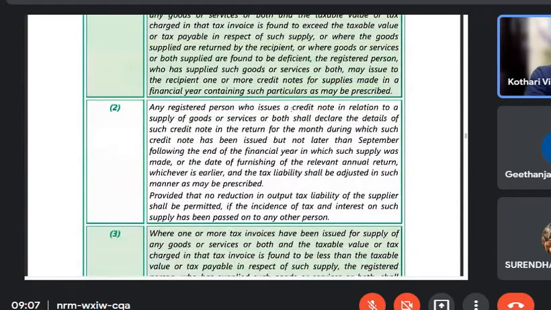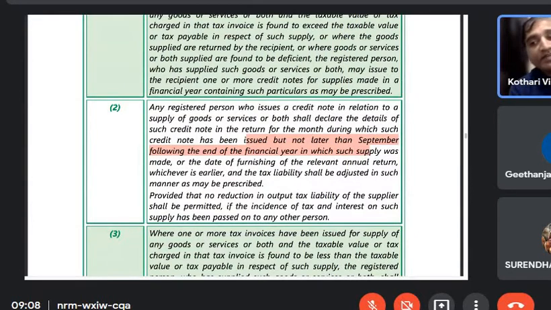Any registered person who issues a credit note in relation to supply of goods or services or both shall declare the details of such credit note in the return for the month during which it has been issued, but not later than September following the end of the financial year in which such supply was made, or the date of furnishing the annual return, whichever is earlier.